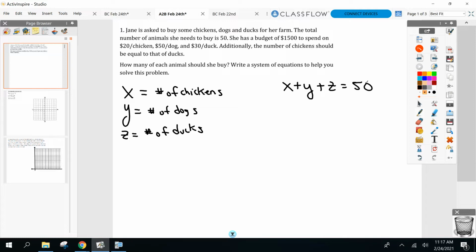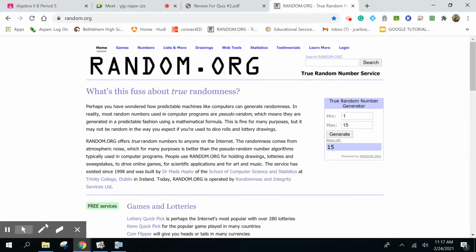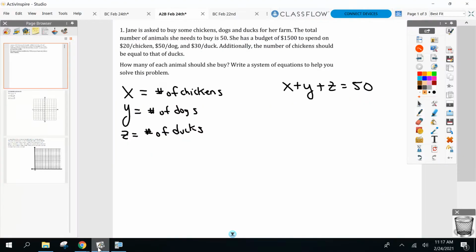All right, now she needs $1,500 to spend on those animals. Money goes with money. $1,500 to spend. What's the second equation you got for me? Here we go. Anna, good morning. 20x, good. 50y and 30z equals 1,500. There you go. Add them all up. Set it equal to 1,500. Anna's got equation number 2.